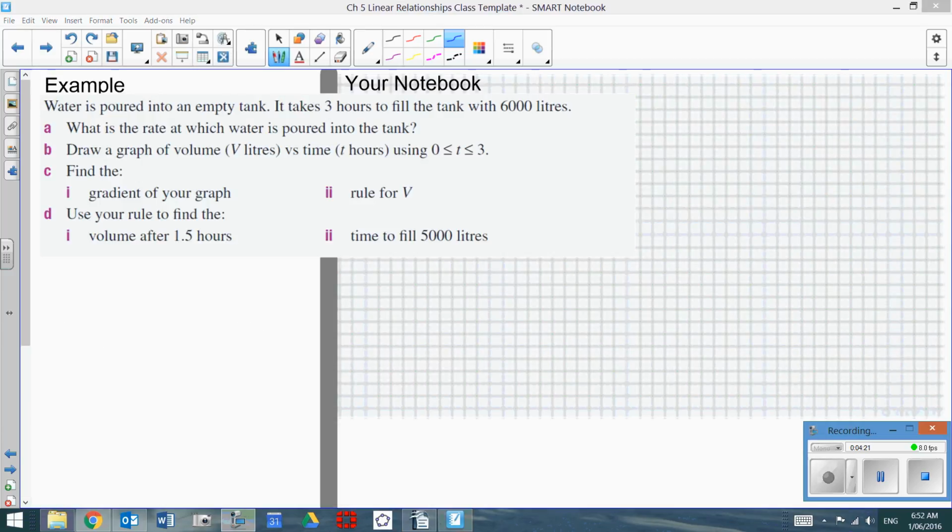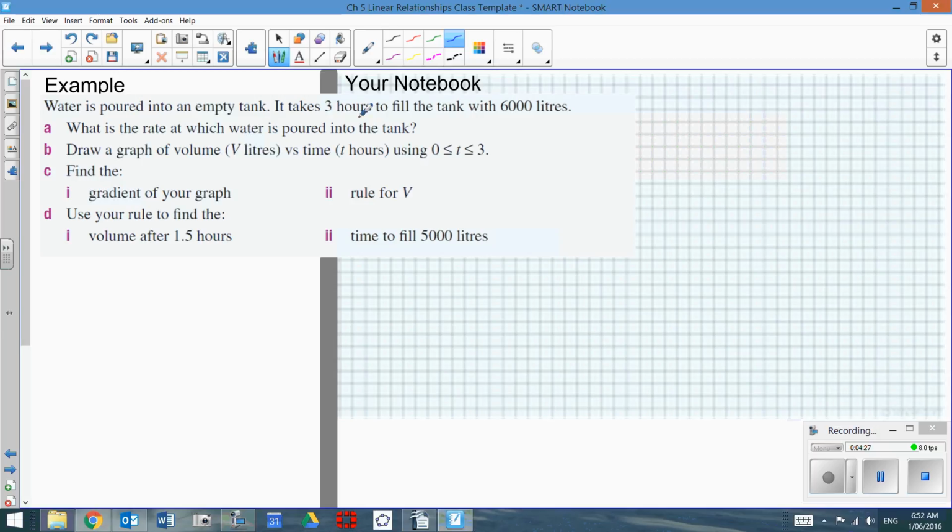Alright, so let's try the same idea with this example from your textbook. Water is poured into an empty tank, and it takes 3 hours to fill the tank with 6,000 liters. The very first thing I want to do is simplify this ratio. So if I am pouring 6,000 liters for 3 hours, then what this reduces down to is 2,000 liters per hour.